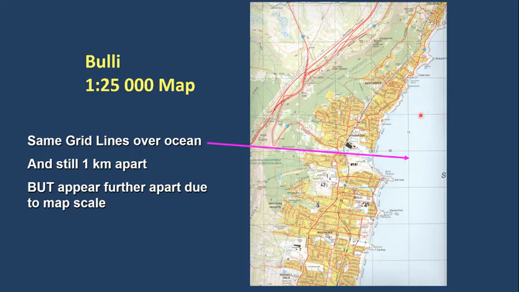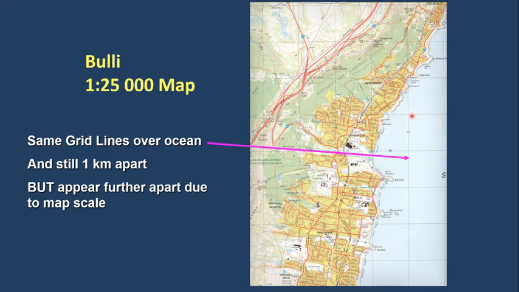So they're the same grid lines. You can see there are grid lines here over the ocean. And again, they are 1 kilometre apart. So on all maps, we're going to show these things 1 kilometre apart. As I said, that is our best compromise for detail and ease of use. So this is 1 kilometre here.